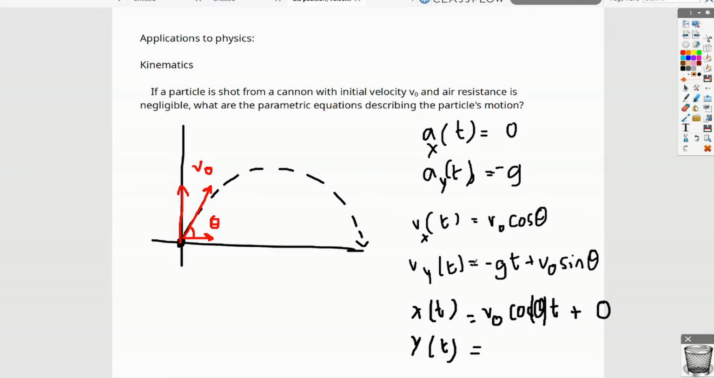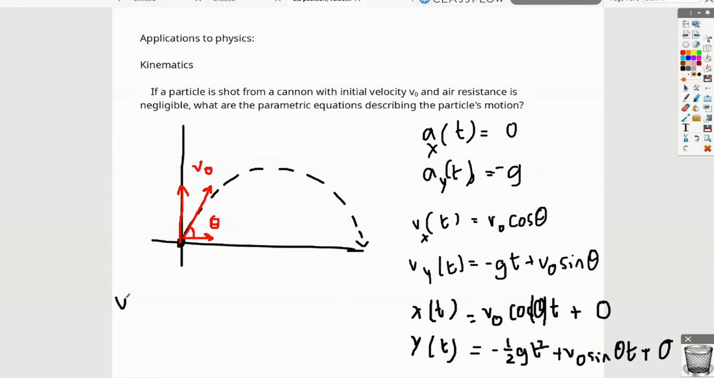y of t is negative 1/2 times g t squared, because that's the integral, plus v naught sine theta times t, plus an initial y. So if we take the initial y to be just right here, if we take the initial y to be 0, it will be plus 0.